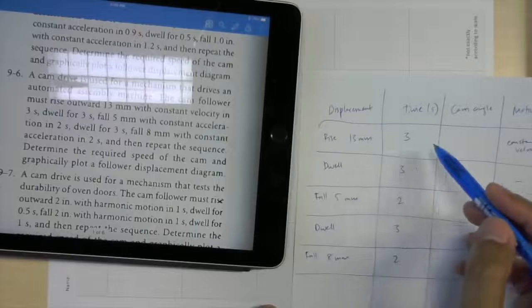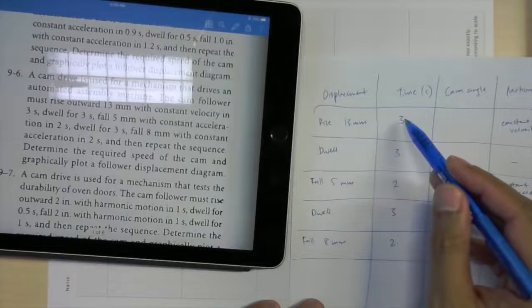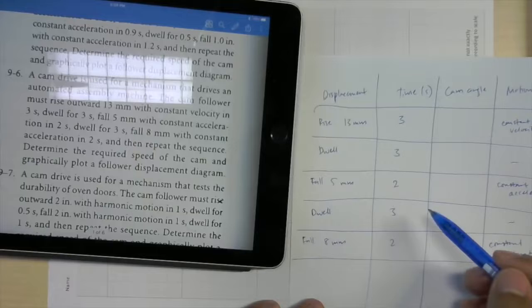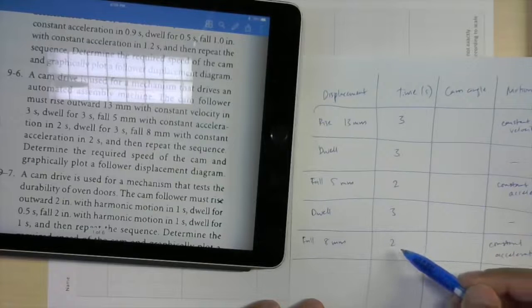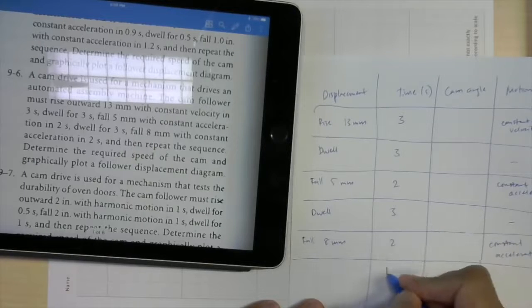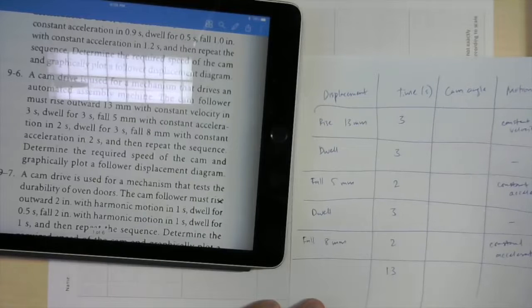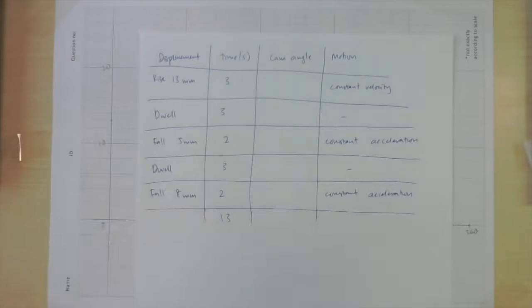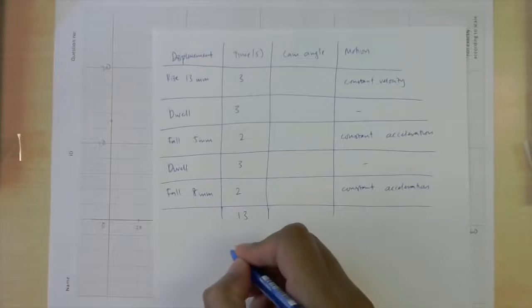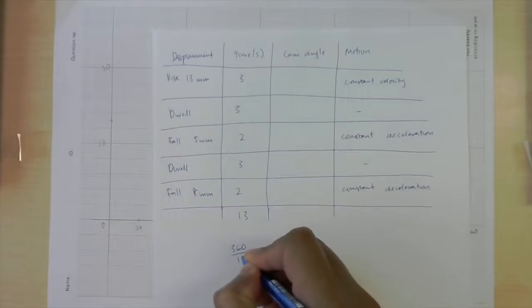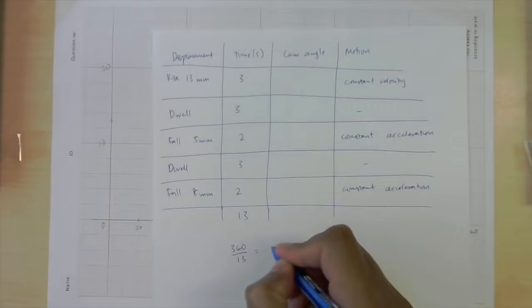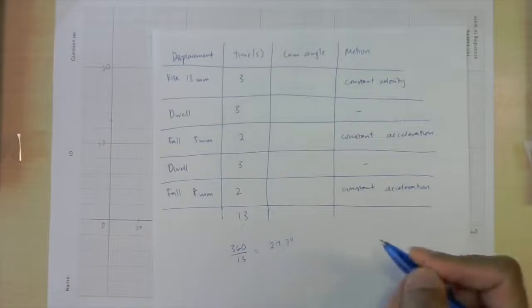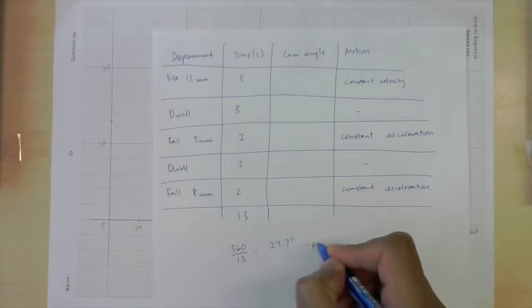So now the total time we have to calculate. 3, 6, 8, 10, 13 seconds. Okay, once we have the total time, which is 13 seconds, then we can calculate the angles. So 360 degrees divided by 13 is equal to 27.7 degrees. This is per second.